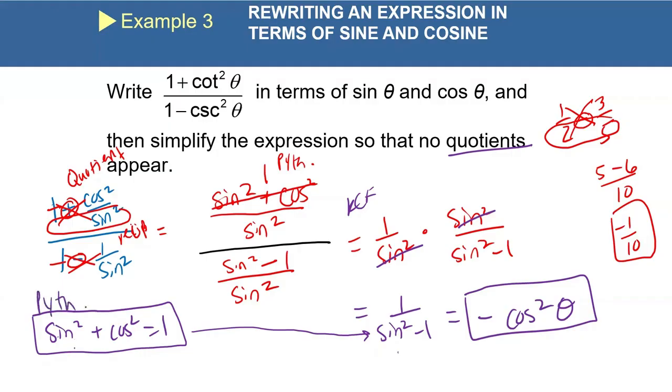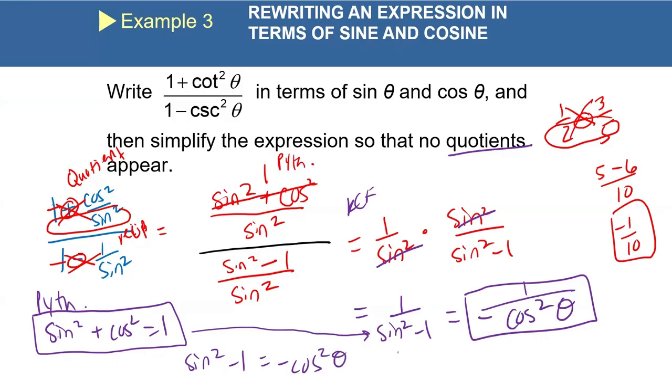Remember I told you the Pythagorean identity can be manipulated to look like whatever you need it to look like. An identity can change. If there's a way for me to make this look like that, what would I be left with? So if I subtracted the 1, that means I would have to subtract the cosine. So sine squared minus 1 has to equal negative cosine squared theta.